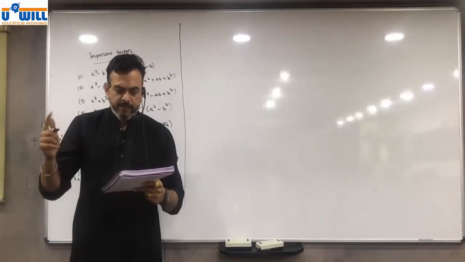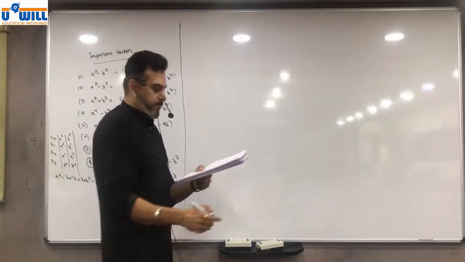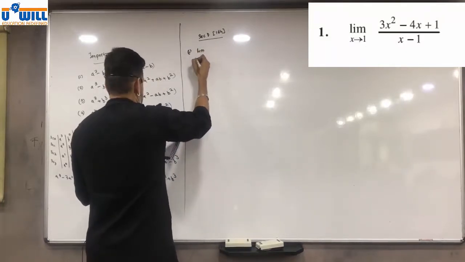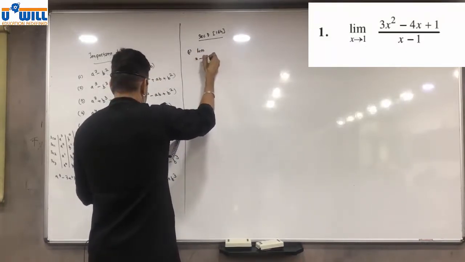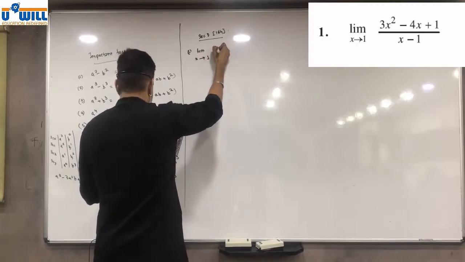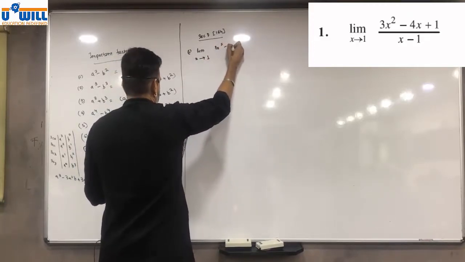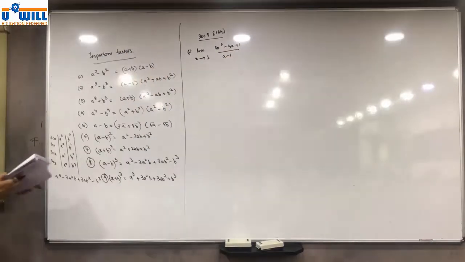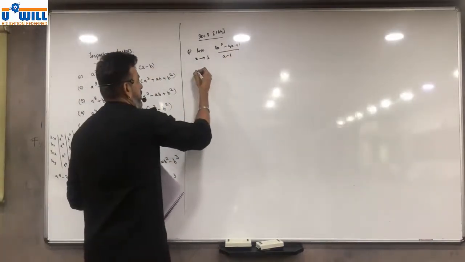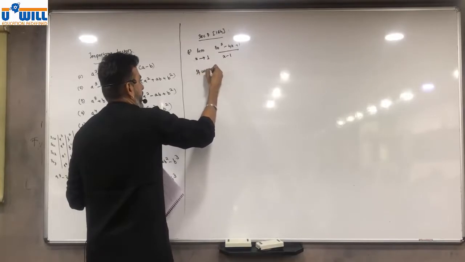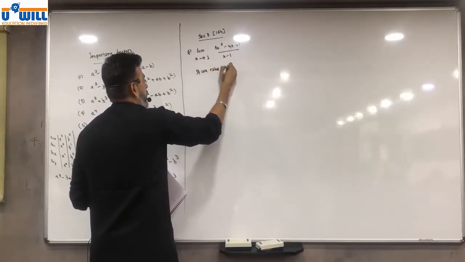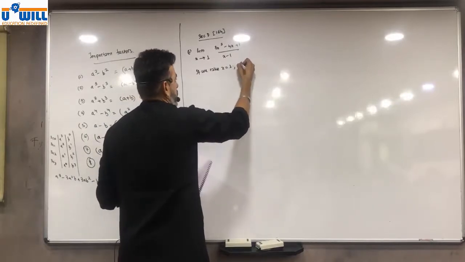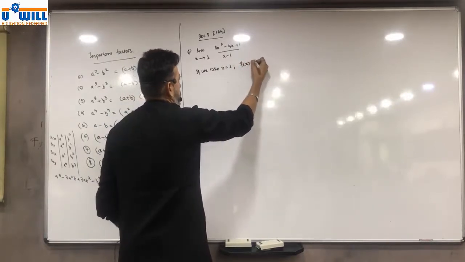Section D. Okay, we'll start with the first one. 1. Limit x approaches 1, 3x square minus 4x plus 1 upon x minus 1. Now, if we take x is equal to 1, what happens to function f of x?